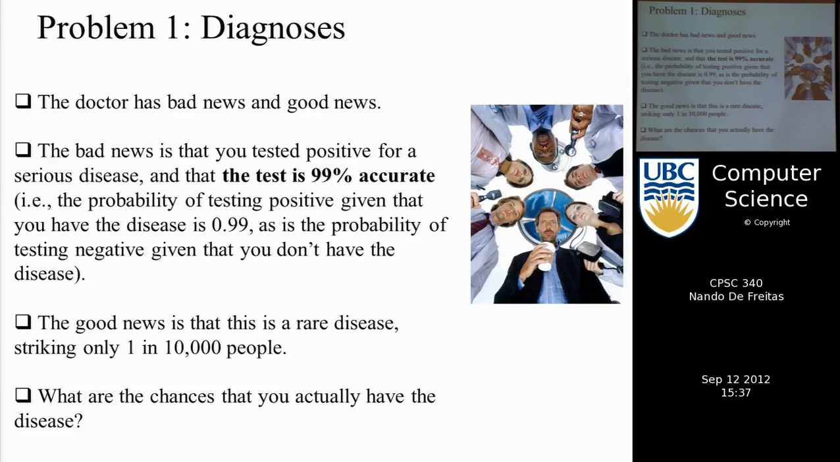Example one: your doctor has good news and bad news. The bad news is that you've tested positive for, I don't know, HIV. The tests are 99% accurate. Okay? So this is quite serious. You ask your doctor, so what's the chance that it's wrong? 0.01.